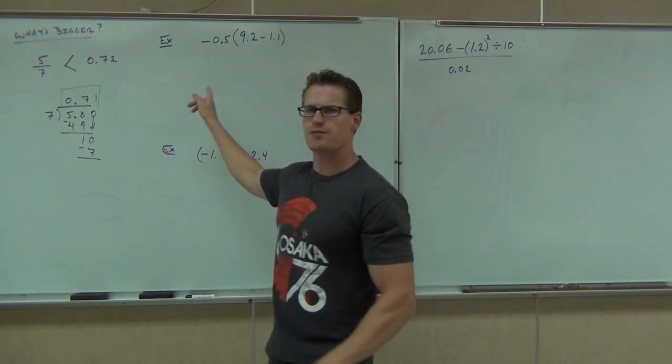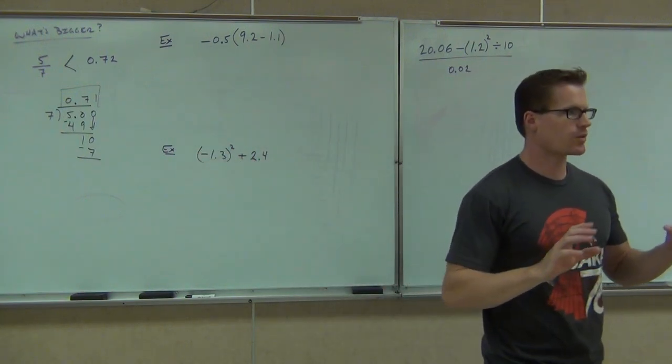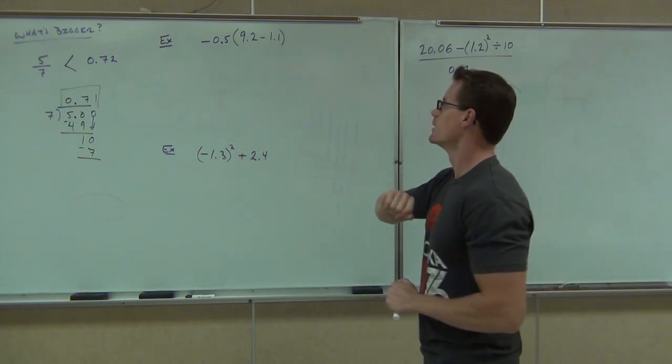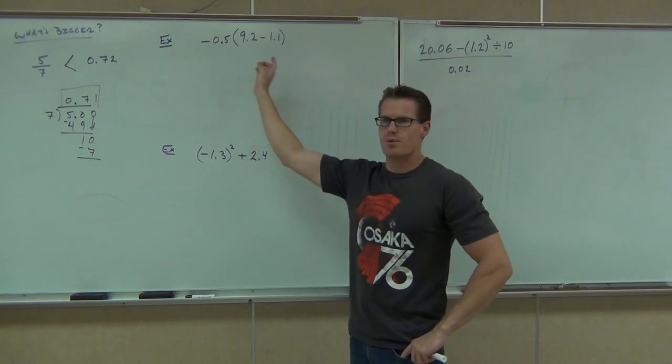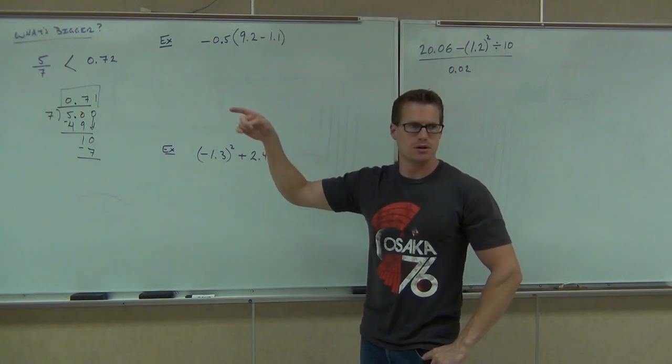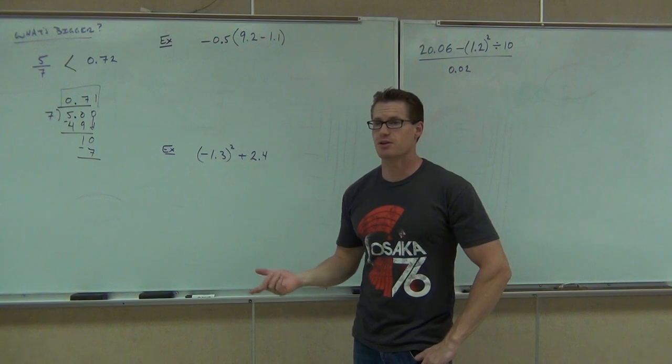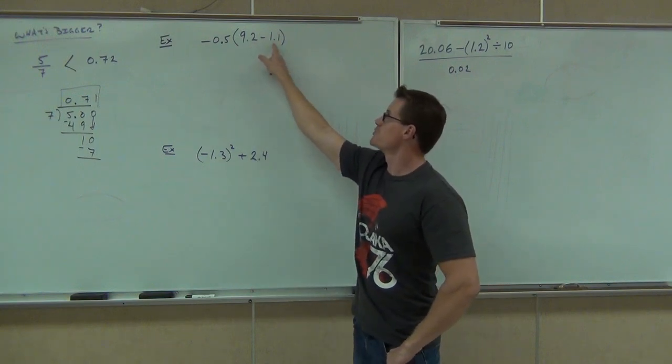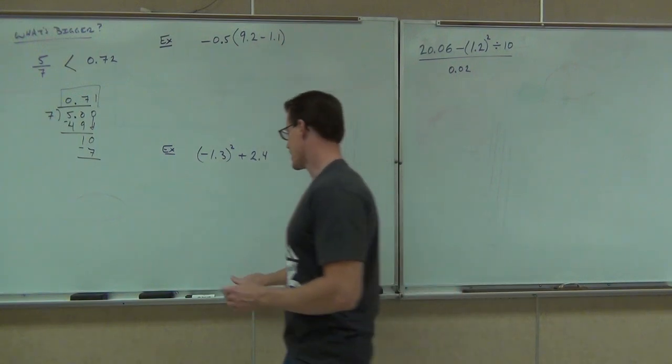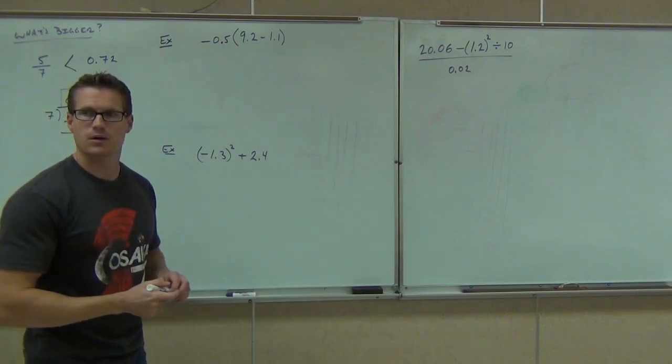So let's start over here on the first one. We're going to do these together, so don't worry about rushing off and doing them on your own. That's not a problem. First thing, what's the first order of operations that we're going to do here? Parentheses. So let's do parentheses. Do it off to the side if you'd like to. We need 9.2 minus 1.1. How much is 9.2 minus 1.1?